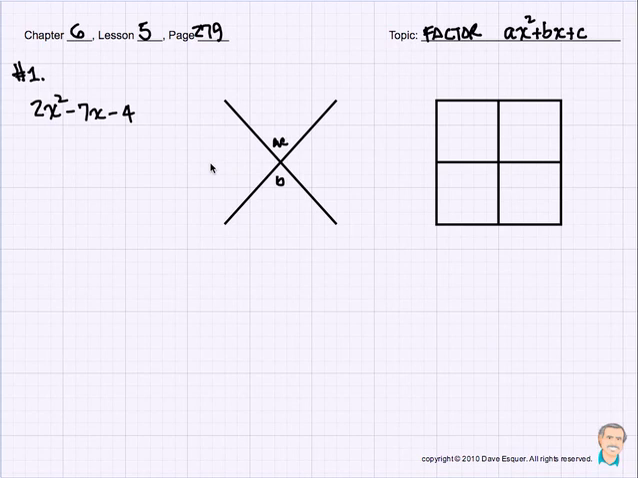Today we're going to be factoring ax squared plus bx plus c. We're going to have a coefficient in the first term of x squared. In Chapter 6, Lesson 4, we just had a was always 1. Let's give it a shot, see what we can do.